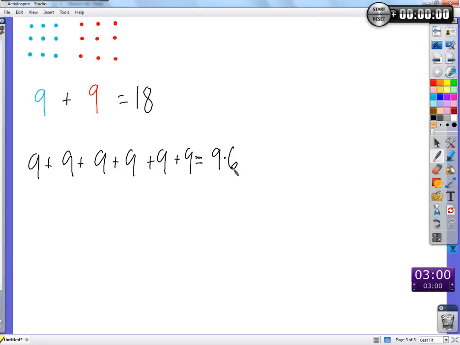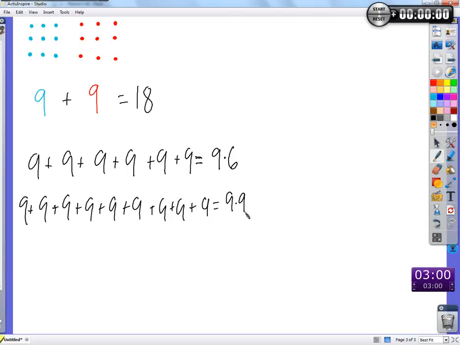Now I can do this as much as I want. I can write down 9 times anything, and it will represent that I've added it together a bunch of times. Well, you've got this guy right here, 9 plus 9 plus 9 plus 9 plus 9 plus 9 plus 9 plus 9 plus 9. How would we write that? 9 times 9. So multiplication really is, in truth, repeated addition. I'm just adding the same thing over and over.